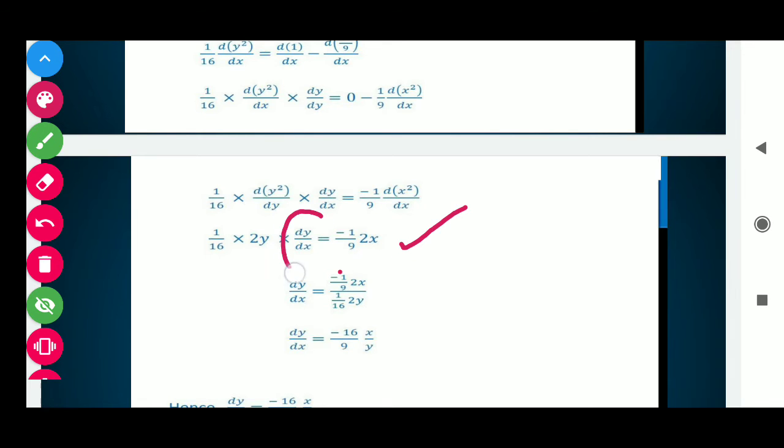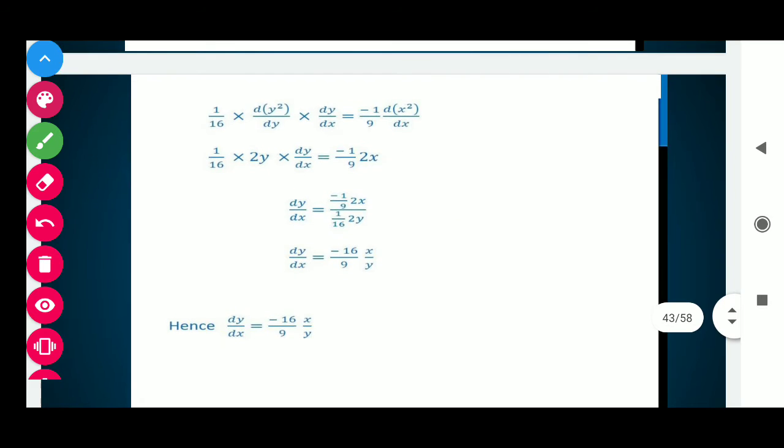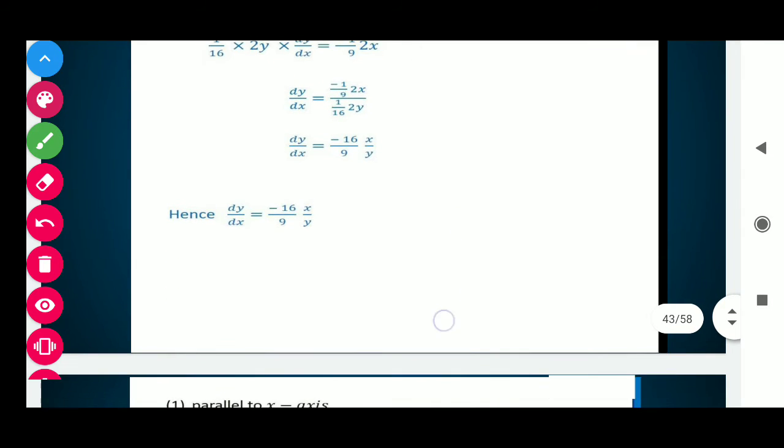But students, we need to find the slope. So 2y/16 is taken to the right hand side in the denominator. 2 and 2 will cancel out. In this way we get dy over dx = -16/9 x/y. So students, in this way we get the slope -16/9 x/y.